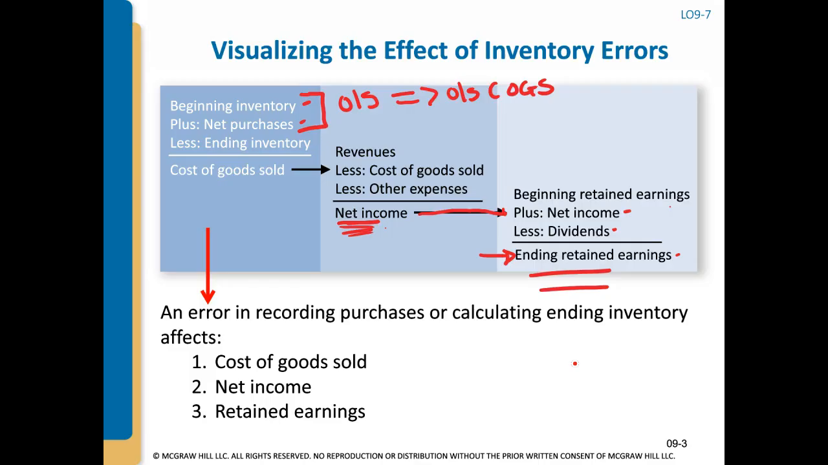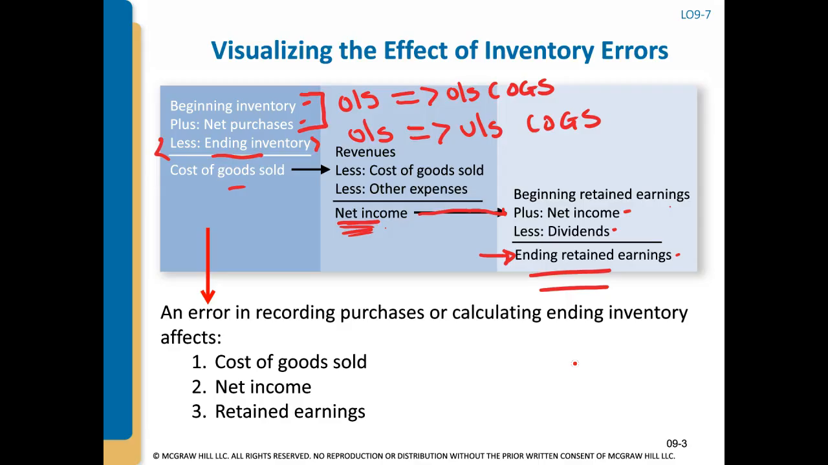And the ending inventory, when you look at the formula, is subtracted, right? It reduces your cost of goods sold. So if you have an overstatement on your ending inventory, that means you have an understatement in your cost of goods sold. It's the inverse. So if you have overstatement here, you're going to have understatement here. If you have an understatement in your ending inventory, the inverse happens and you're going to have an overstatement in your cost of goods sold.